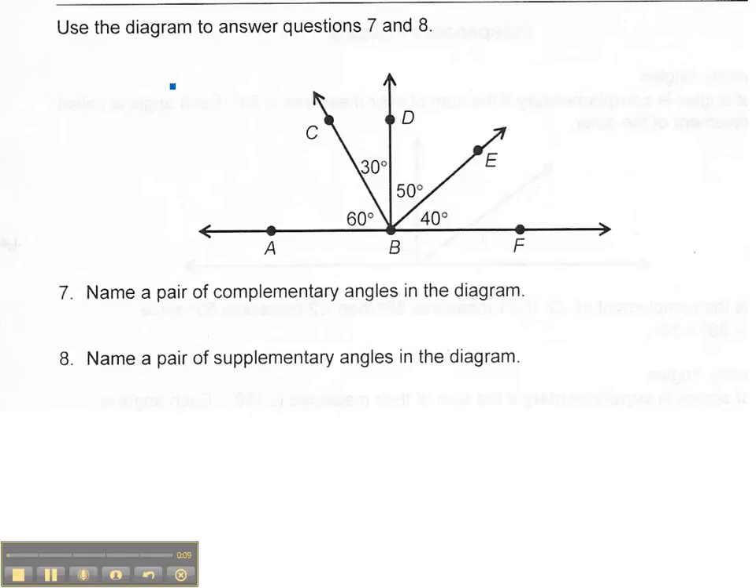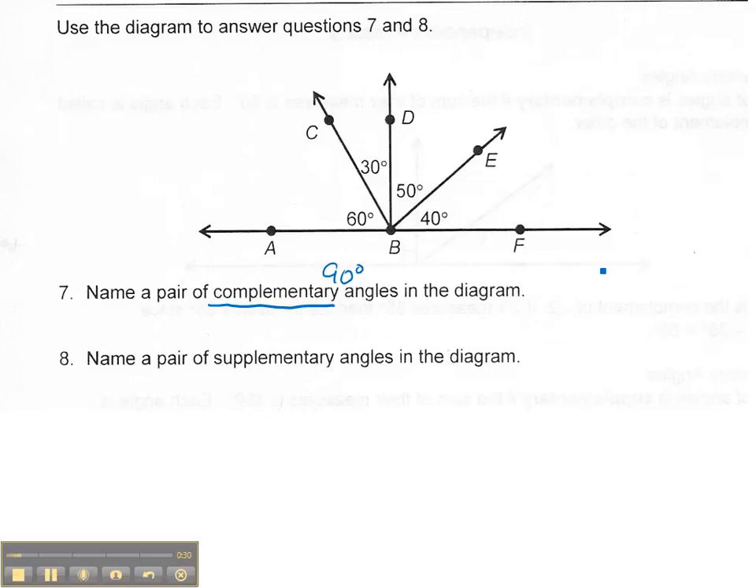The first problem I'm going to do is problem number 7. They give you this diagram, and they ask you to name a pair of complementary angles in the diagram. We remember from our math card today, complementary angles equal 90 degrees. The sum of the pair of angles equals 90 degrees.